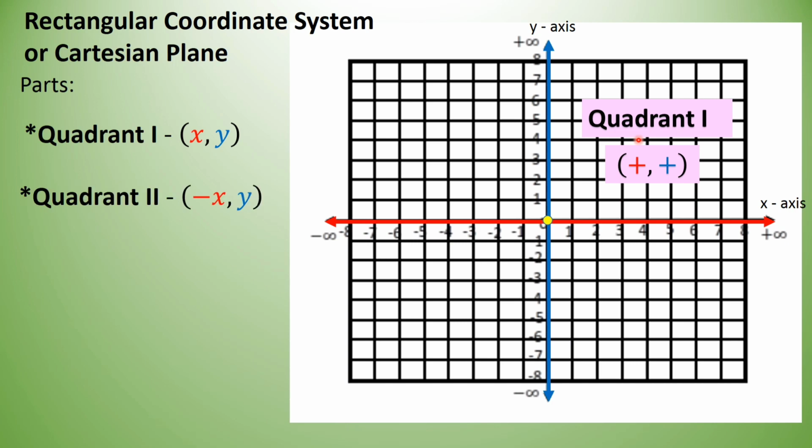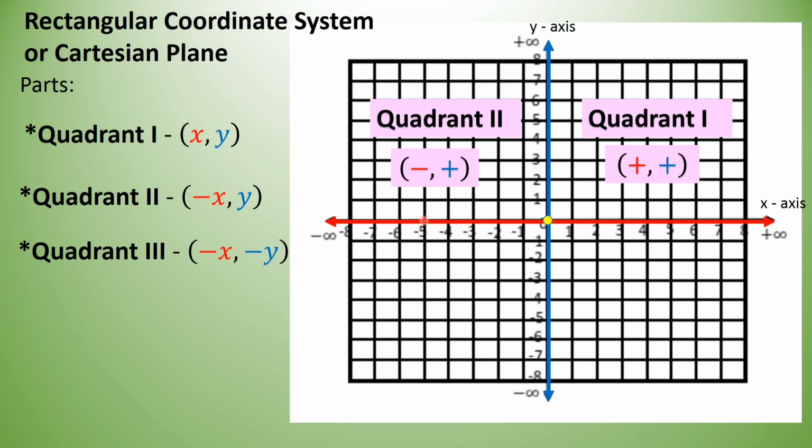Next, we also have quadrant 2. Quadrant 2 is located on this part. All of the points in this quadrant have a negative value of x and a positive value of y. From the point of origin, going to the left, we have negative values. It can be extended up to negative infinity. And from the point of origin upward, we have positive values.